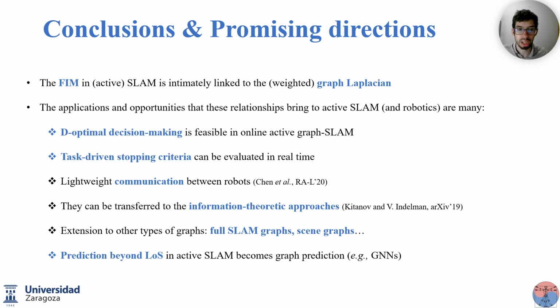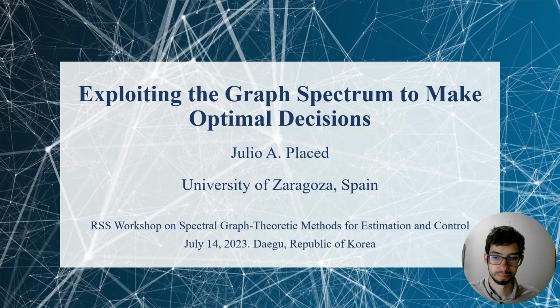Transferring these relationships to other domains, such as information theoretic metrics, or to different graph structures, such as full SLAM graphs or even scene graphs, are exciting avenues that will certainly see progress in the short term. Finally, reasoning over the graph topology shifts the traditional paradigm in ActiveSLAM to graph prediction beyond line of sight, a new problem that can leverage existing learning-based models. I wanted to thank you all for your attention, and now I'd like to take any live questions you might have.